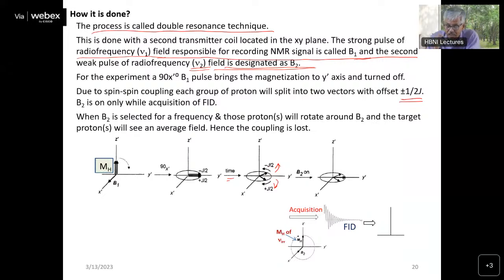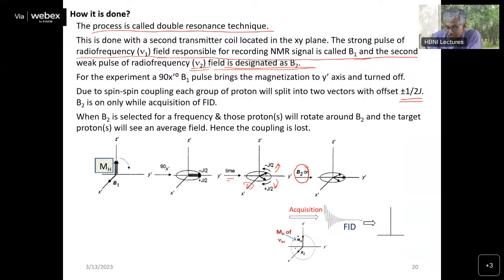Okay, now let us say you are giving the second field, B2. Okay, so if you give B2, what will it do? It will take away that magnetization from the y-axis, and that will keep on rotating. So this is your field, so it will keep on rotating. That I have shown here. So it will keep on rotating around the x-axis.